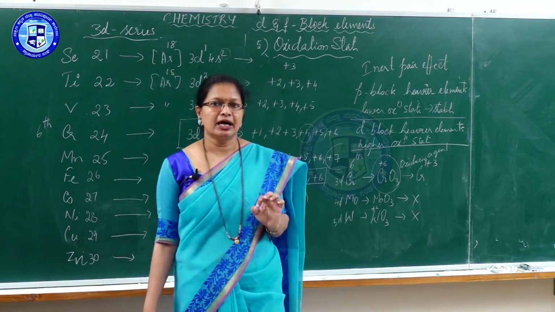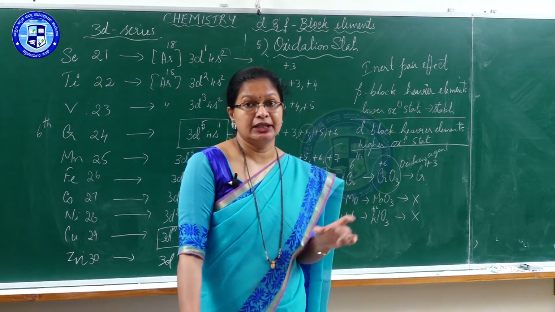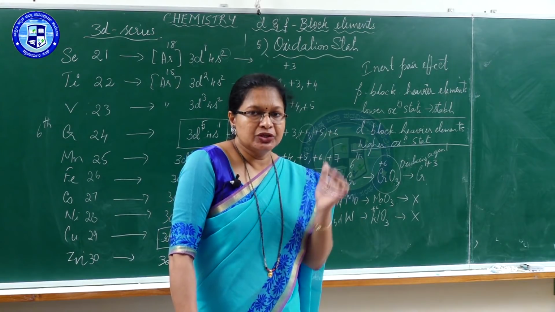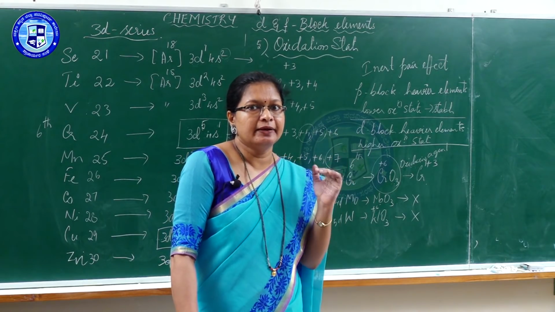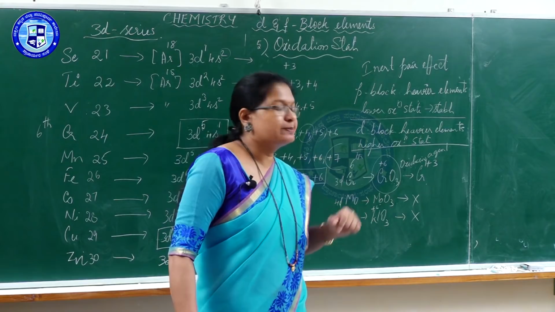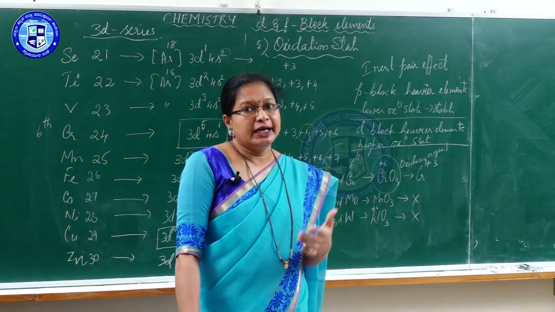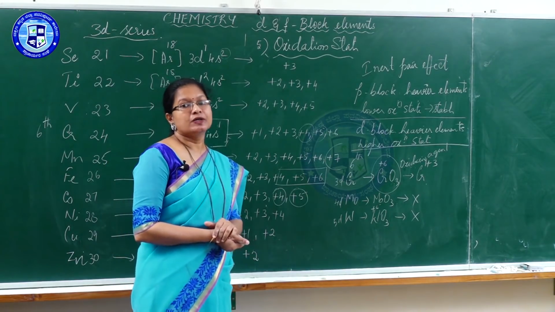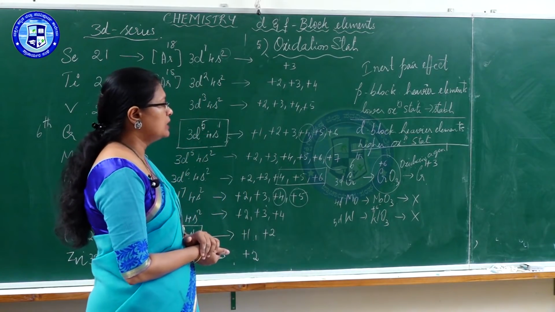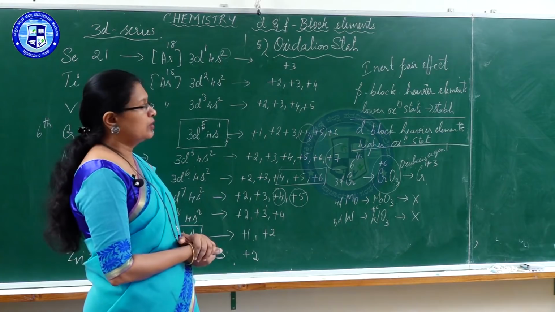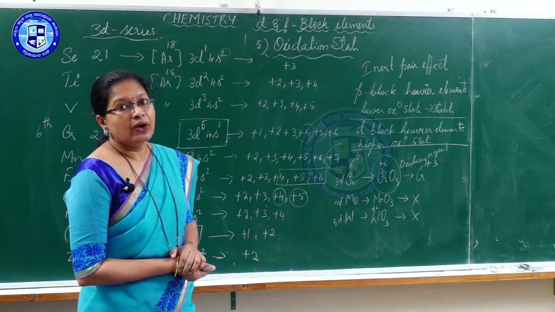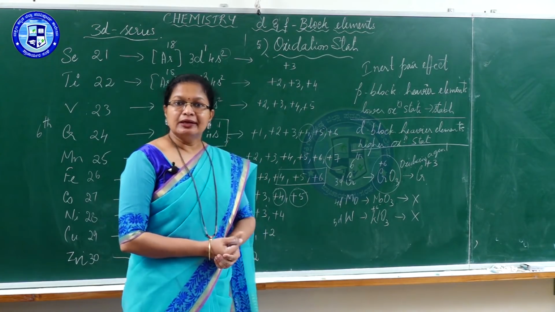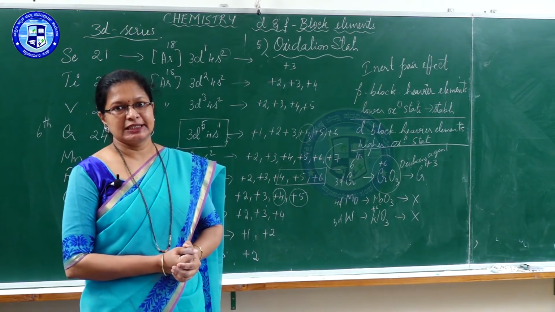You have seen CrO3 as a good oxidizing agent in the oxidation of alcohols to aldehydes. You have learnt it in the preparation of aldehydes, right? Primary and secondary alcohols can be oxidized by CrO3, correct? That is seen in the oxidation of alcohols. Therefore, CrO3 is a good oxidizing agent. These all points are to be learnt under oxidation state.